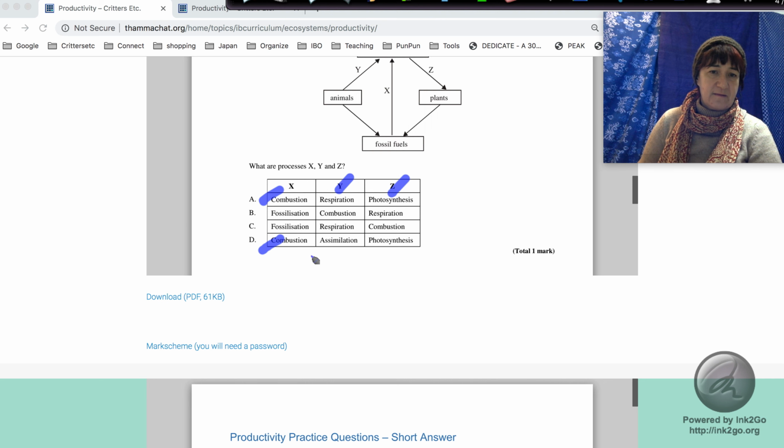Now you might look at this. The only difference is respiration or assimilation. What is assimilation? So assimilation is taking in food and making it part of your body.